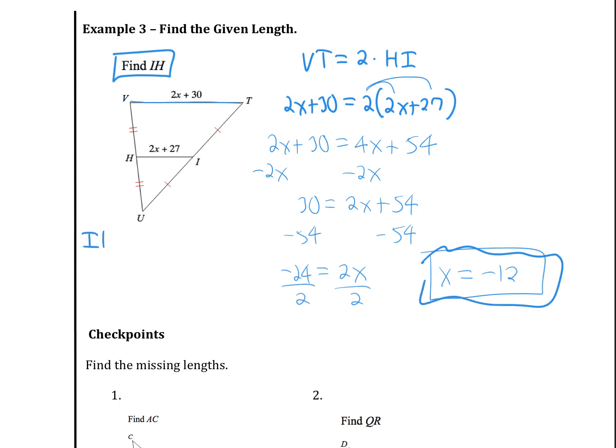What was the equation for IH? IH was 2x plus 27, right? So we're going to do 2 times our negative 12, which was x, plus 27, which equals negative 24 plus 27. And IH equals 3. And there's our final answer.